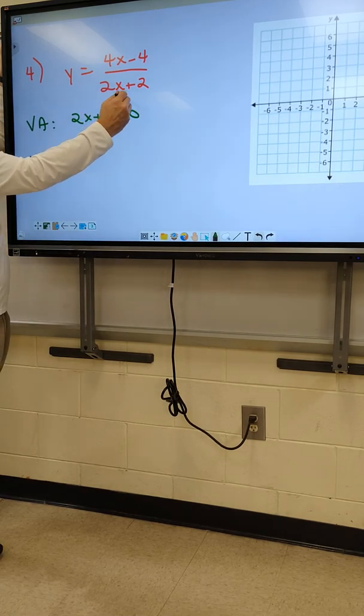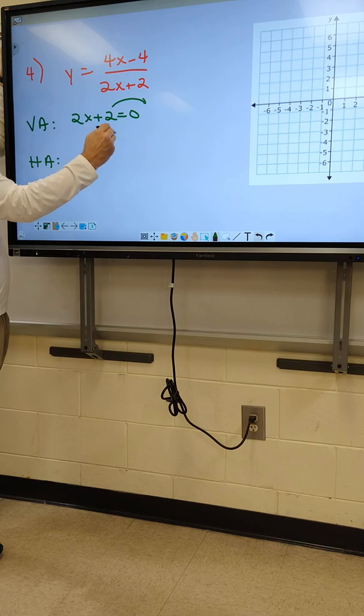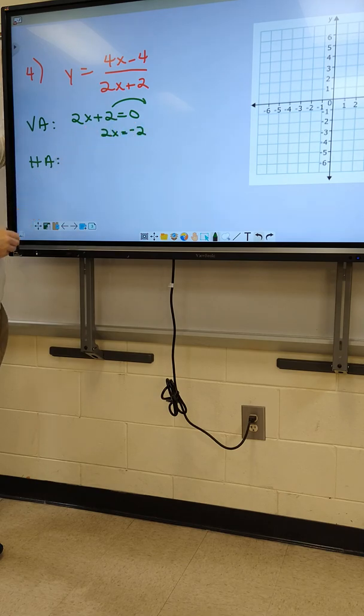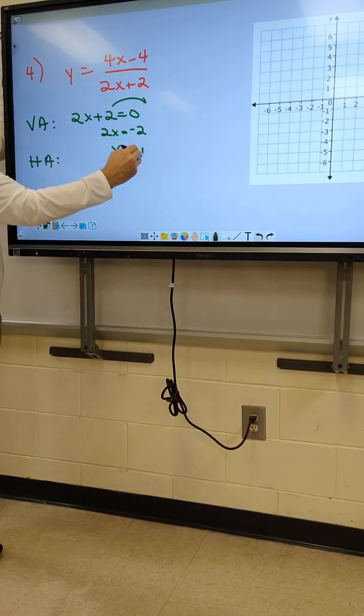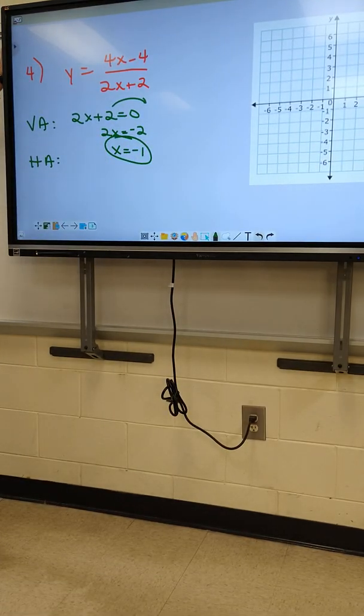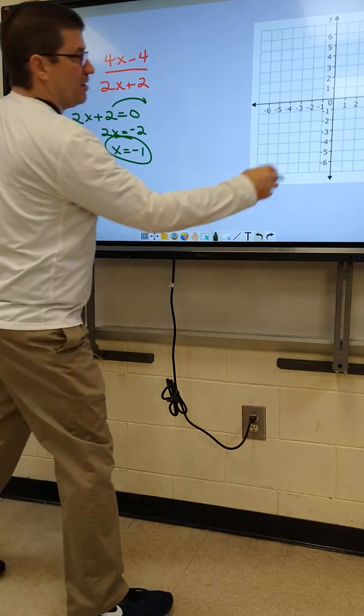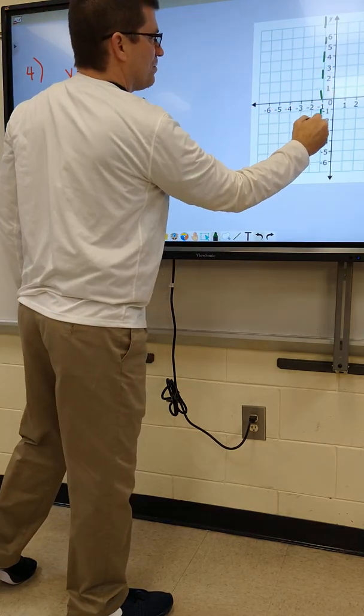Very good. We take positive 2 and move it over. That gives me a negative 2. When I divide it, what do I get? -1. So your dotted line is -1 on the x-axis. -1 dotted line. And the same place it was last time.